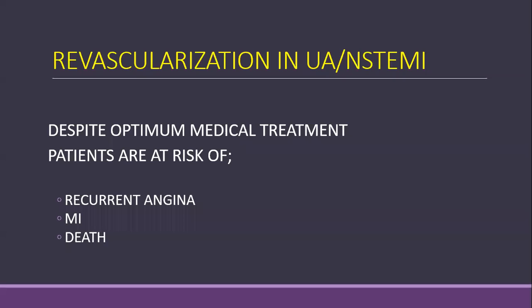Now, how do we say this is unstable angina or non-ST elevation MI? MI means myocardial infarction. Myocardial infarction is the necrosis of the myocardium. Unless there is evidence of necrosis, you cannot label the patient as having a myocardial infarction, because by definition, infarction means necrosis of the myocardial cells, and their necrosis has to be established. And the necrosis is established by release of the cardiac markers in the blood.